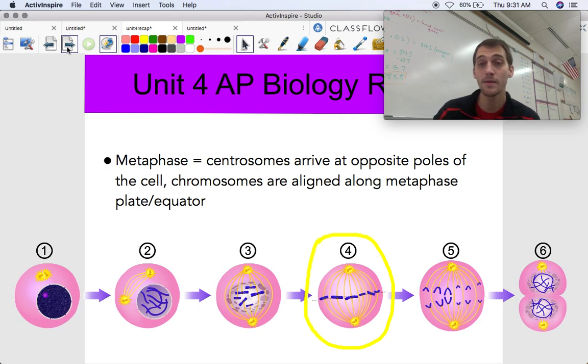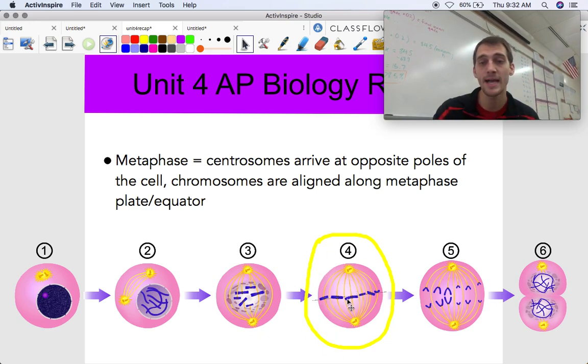Centrosomes arrive at the opposite poles of the cell. Chromosomes are aligned along the metaphase plate, or the equator, and this is key here for a checkpoint. We're going to talk about checkpoints in a second. Before it goes on to the next phases, the cell has to check: are all the chromosomes condensed properly? Are they aligned properly? Is the spindle attached to the chromosomes? Is everything set to go before we start splitting? That's what happens during metaphase.